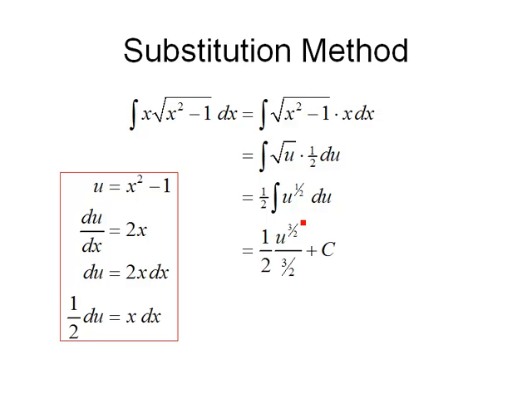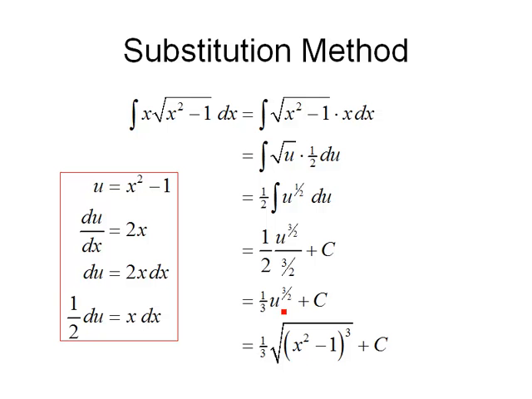So when I add 1 to the power, I get 3/2. And now I'm going to divide by 3/2. So 1/2 times u to the 3/2 divided by 3/2 plus c. And 2 times 3/2 is going to leave us with 1/3 u to the 3/2 plus c. So we've done my antiderivative, but now I need to put the u back in.